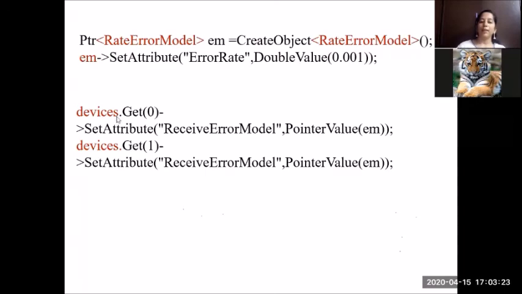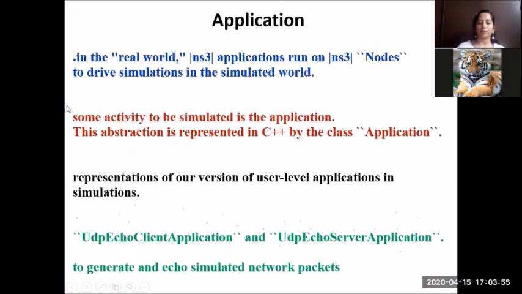You see here, devices.get0. I will install this receiver error model with pointer value EM. EM is the object. And at get1. So get0 and get1 represent my first point-to-point link between nodes 0 and 1. There I'm installing an error model with an error value 0.001, which means out of every 1000 bytes, 1 byte can be dropped in that case. It can be in terms of bits or bytes.